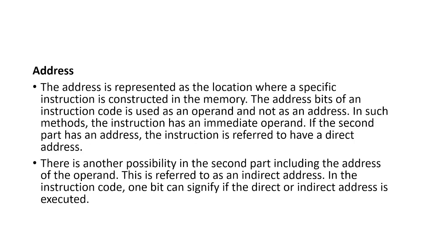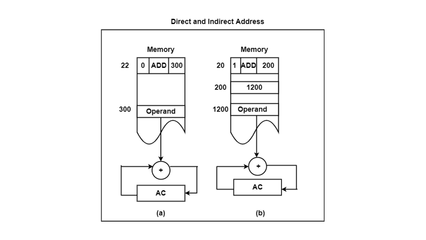So the next one is the address. It specifies the specific location of the operand as well as the operation. Based on the instruction, the operand will undergo a certain operation. There is another possibility included in the address: the address of the operand, which is nothing but your indirect address. So this is the diagram for how the direct and indirect operands work.